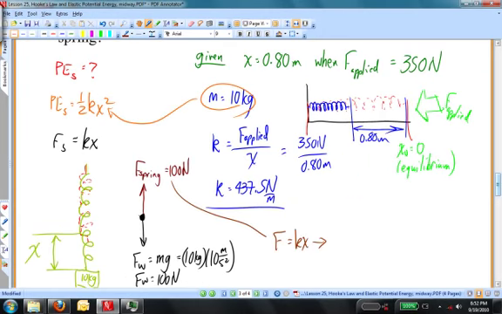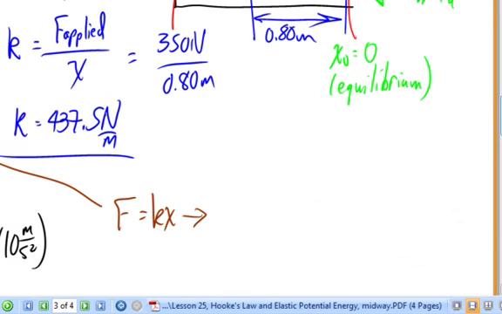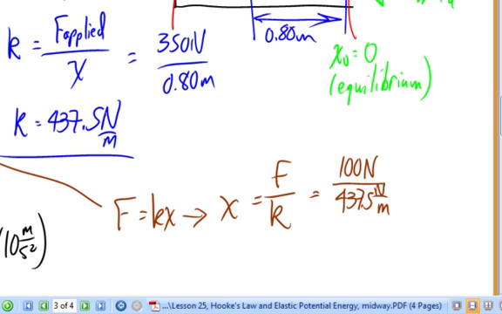F is equal to kx. I'm trying to figure out what x is. I know what F is. It's 100 newtons. I know what k is. It's 437.5 newtons per meter. So let's figure out what x is. Solve that equation for x and put in the numbers, and now put it into your calculator. I get that the spring stretches 22.9 centimeters, or 0.229 meters, when the 10 kilogram mass is hanging from it.